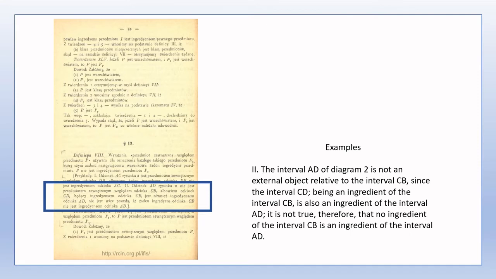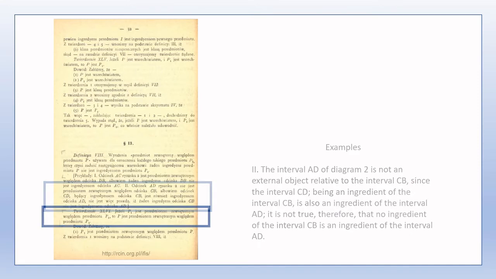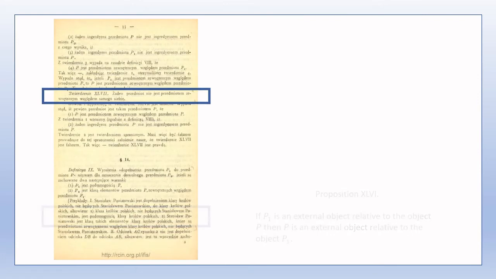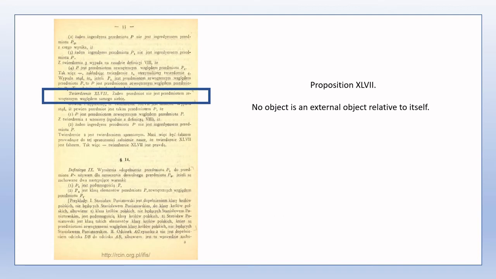Proposition 46, when read in the corrected way, therefore, shows that the external object relative to is a symmetric relation, and Proposition 47 shows, unsurprisingly, that it is not a reflexive relation.